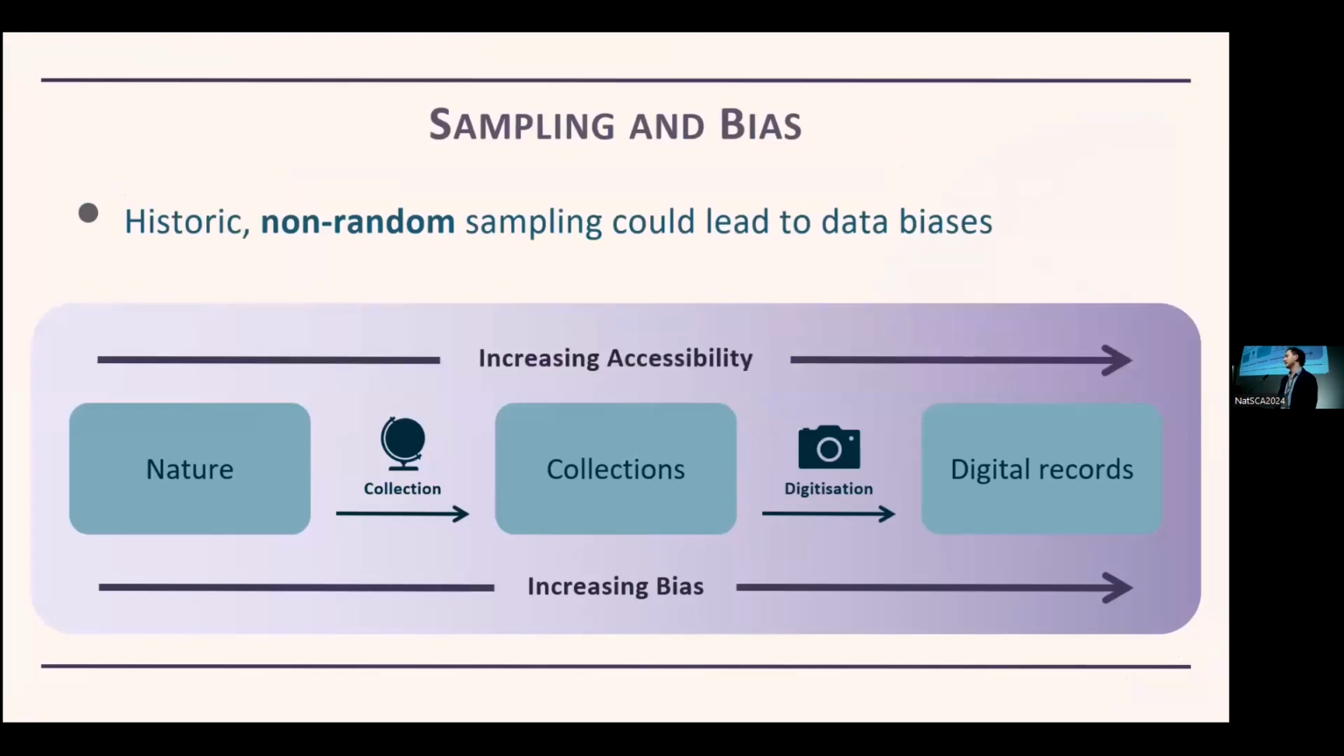With the growing accessibility of our collections and digitized data through digitisation efforts and data portals, we need to think about the limitations of our natural history collections and their data. One limitation is geographical bias, which comes from non-random sampling through space.